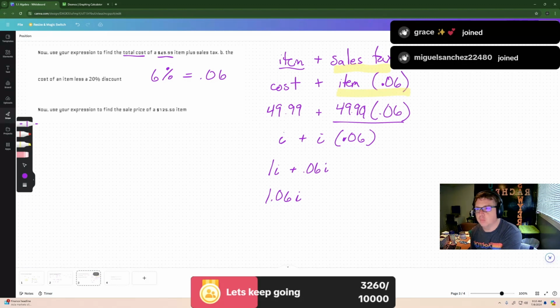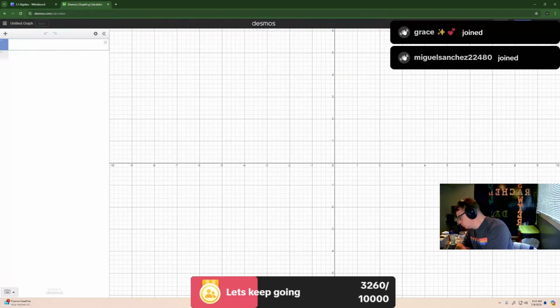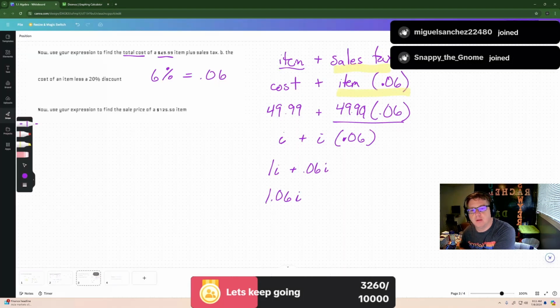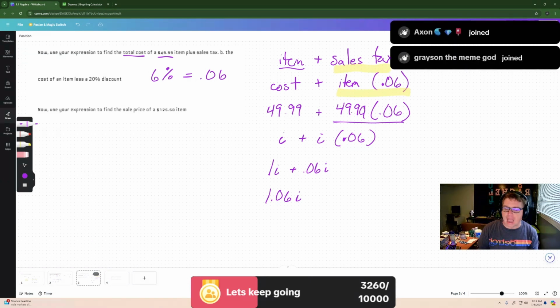And all you need to do to calculate the item plus sales tax is times it by 1.06. So if we go and use our handy dandy Desmos and times it by 1.06, you would see that the new price for our item is $52.98. So probably $52.99. They're going to steal every dime you got.